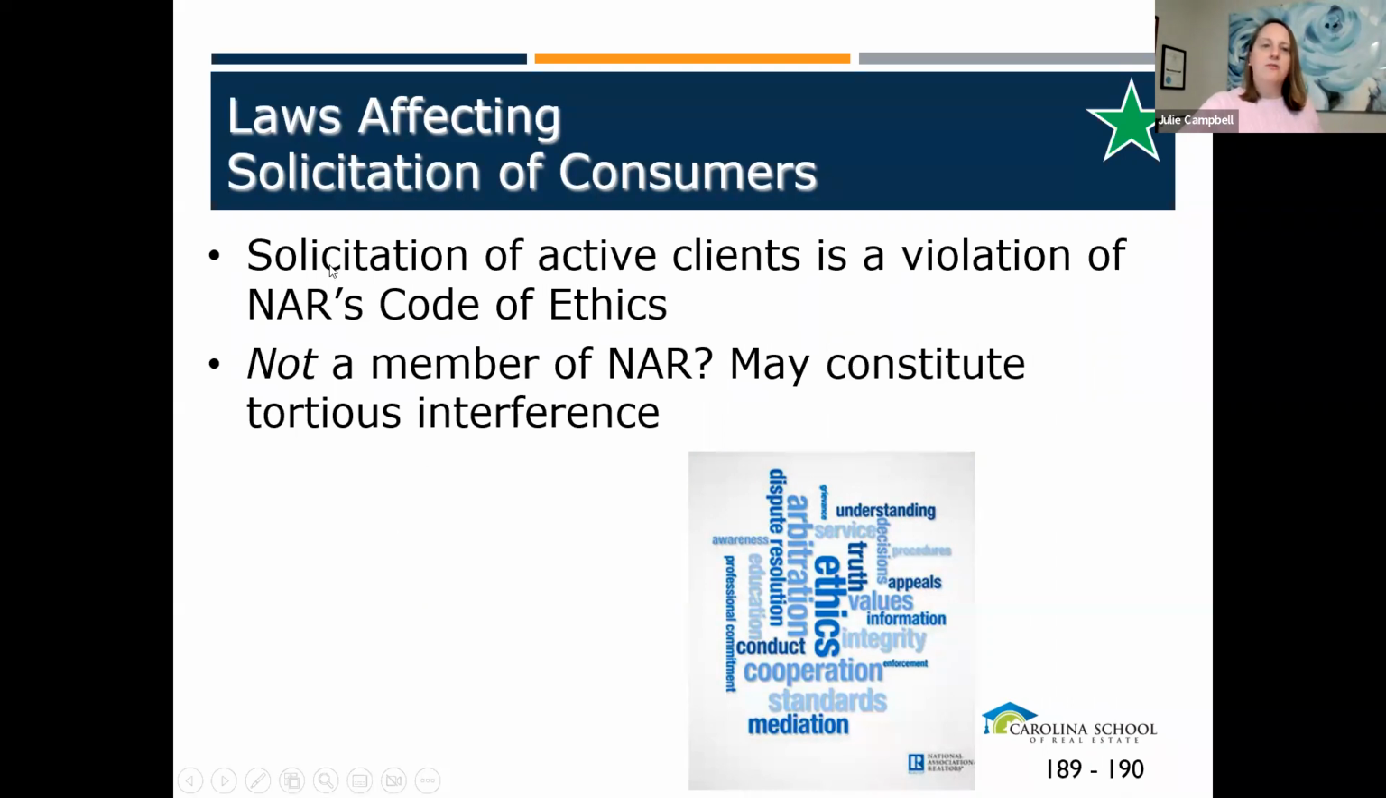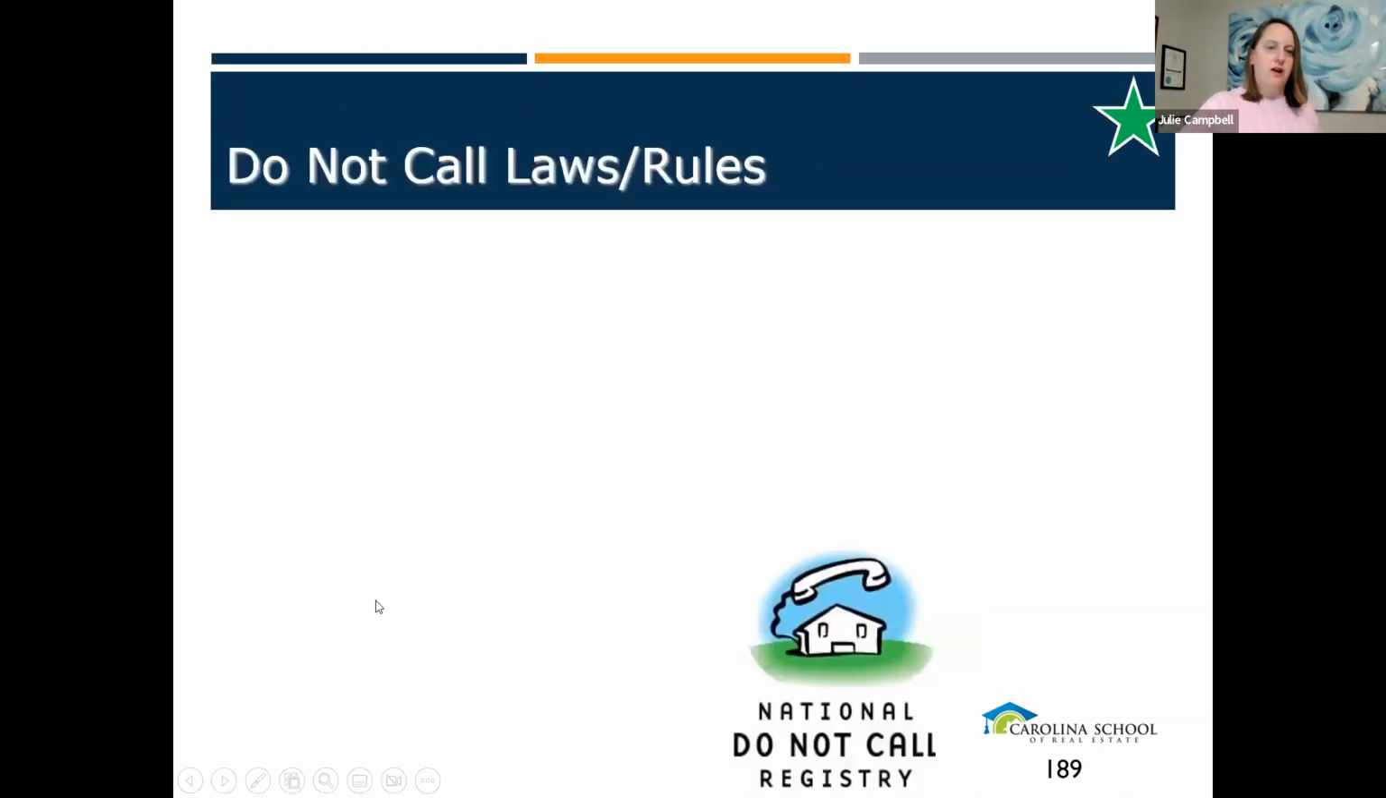Another thing when we're out trying to find consumers, trying to find business, we've got to honor the do not call registry. Some of you may know it. You put your phone number on there and supposedly you don't get spam robocalls. Anybody have a different experience than that? My gosh, some days I swear all day long. I don't know how they get away with it.